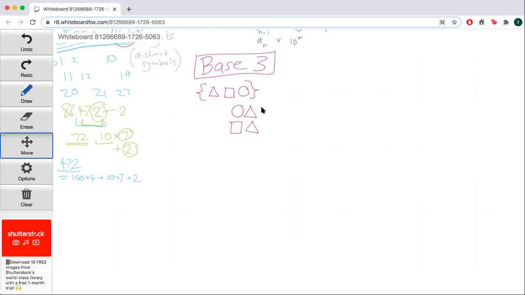And what this means is that I've done this amount of counts. So I've done 3 counts 1 time. And then after that, I've done no counts because remember the triangle means no counts. What does this one mean?